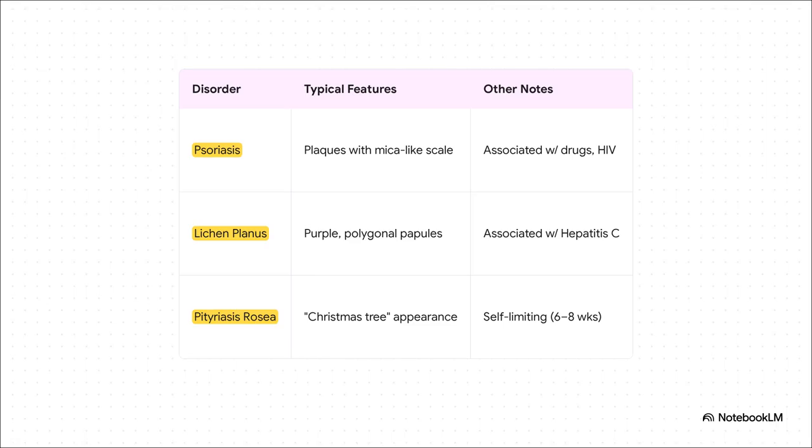Psoriasis, for instance, its calling card is that thick, silvery scale. It almost looks like mica. But then you have lichen planus, which is famous for its purple, angular bumps, and pityriasis rosea has this very cool Christmas tree pattern on the back. For this group, the devil is absolutely in the details.